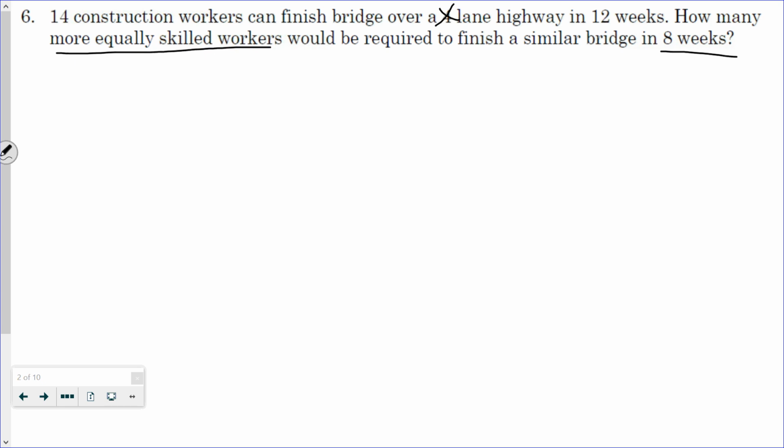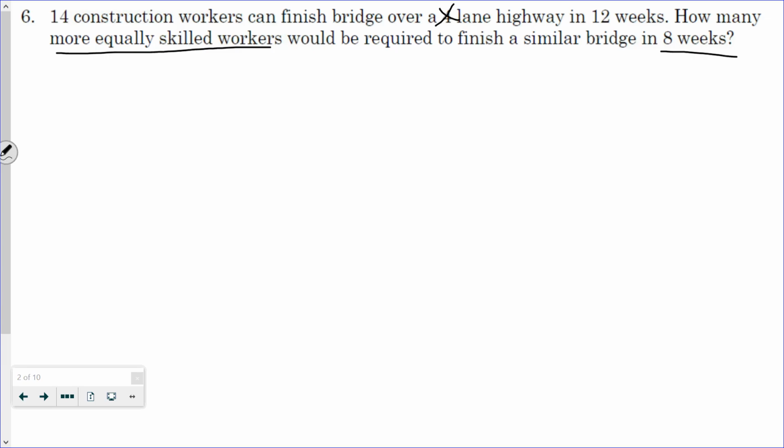So I care about that relationship between the workers and the amount of time to finish the bridge. So that's what I'm going to set my inverse variation with. And also I know this is going to be an inverse variation because the variables are kind of going inverses of each other, right? The more workers I have, the less time it'll take to finish the bridge. And that's kind of how it goes. If one goes up, the other is going to go down.